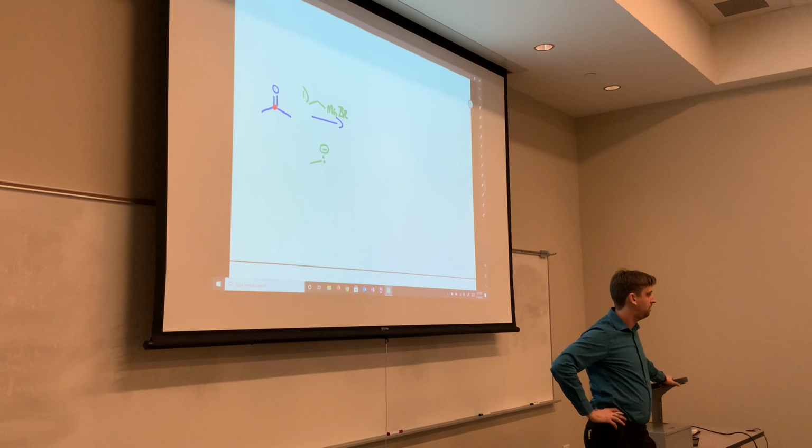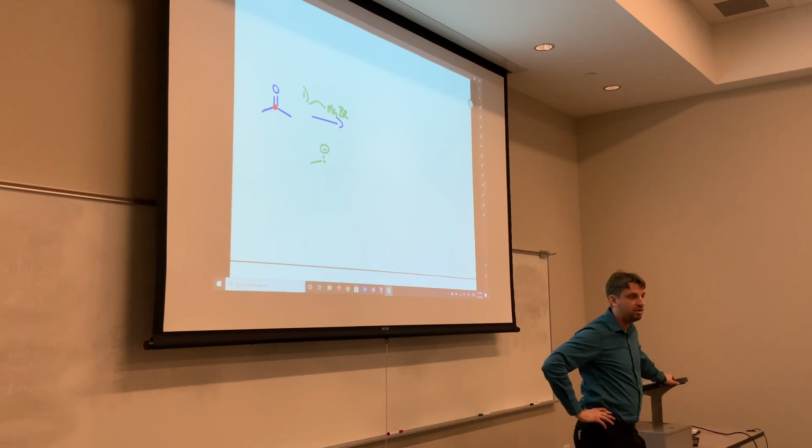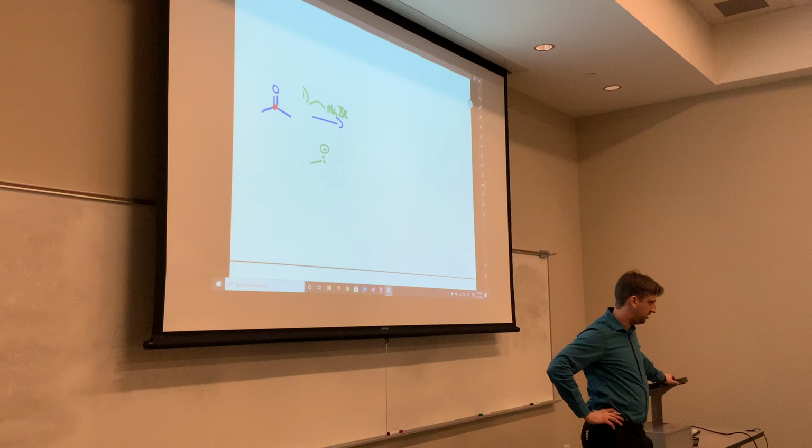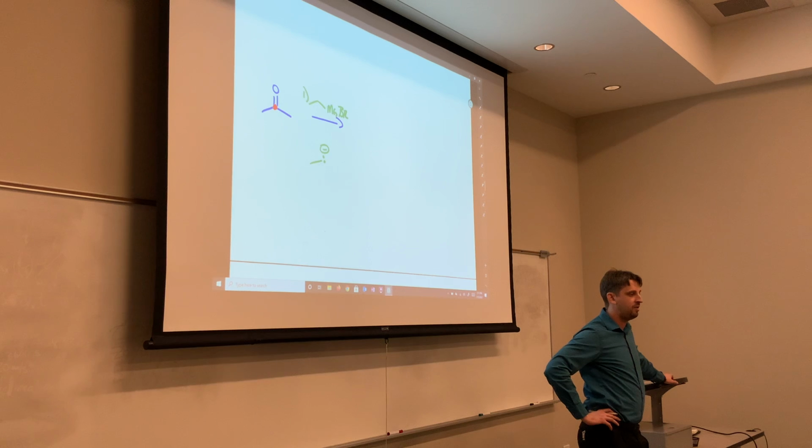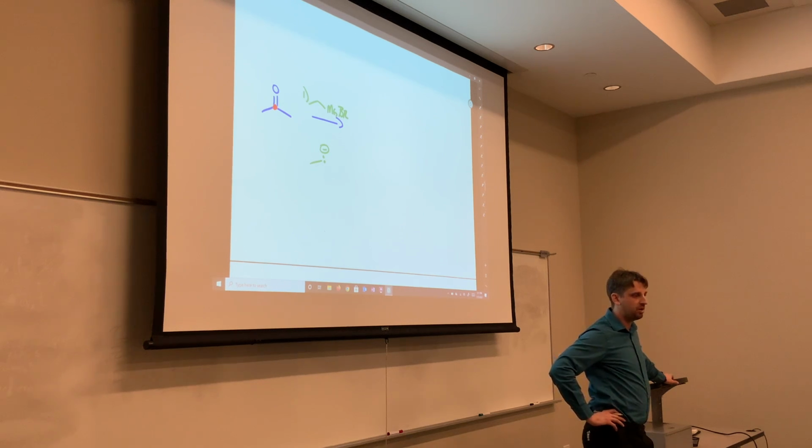Remember that red carbon is called our carbonyl carbon. I know we talked about that way back in the day when we first talked about functional groups. But that is our carbonyl carbon, the carbon that's involved in the double bond with the oxygen. You'll start to hear me call that the carbonyl carbon.